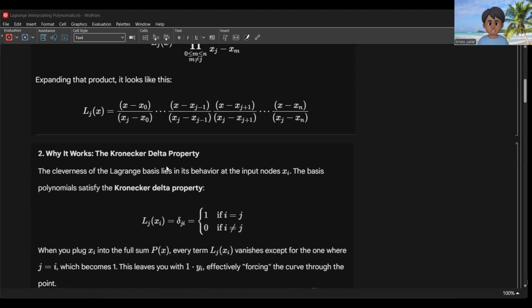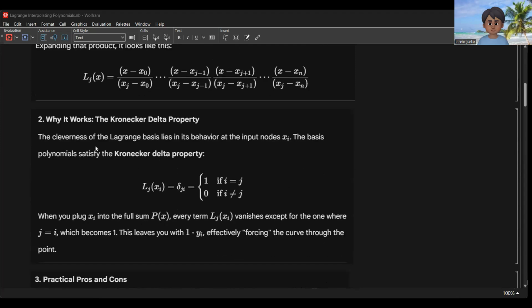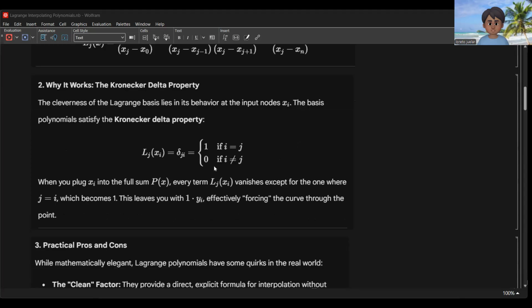The Kronecker delta property here. The cleverness of the Lagrange basis lies in its behavior at the input nodes x sub i. The basis polynomial satisfies the Kronecker delta property. So l sub j of x sub i equals the Kronecker delta ij. This is equal to 1 if i equals j, and equal to 0 if i is not equal to j. We will illustrate it in our example later on.